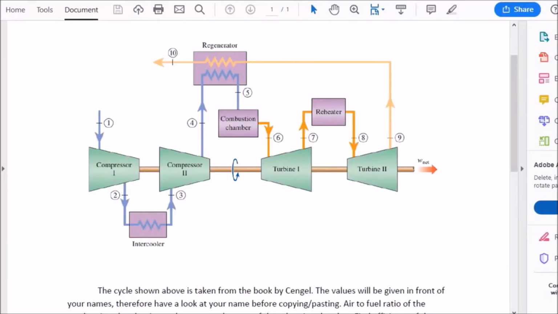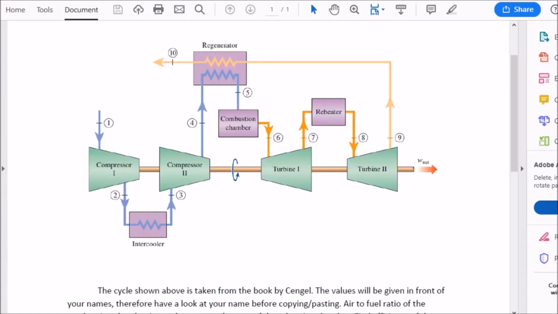Hello to you all. So we have a Brayton cycle with intercooling, regeneration and reheating. So we have two compressors. The first compressor has some isentropic efficiency. The second compressor again has some isentropic efficiency, and with intercooling.